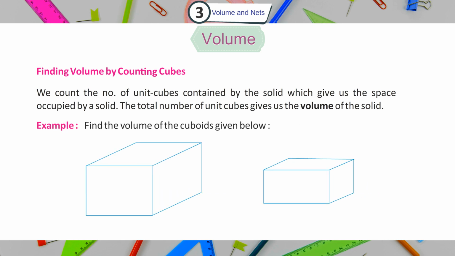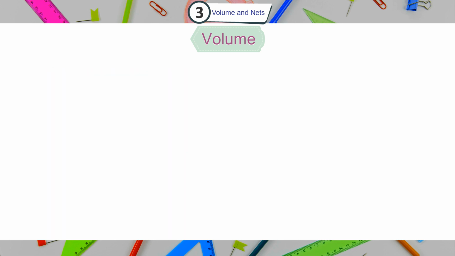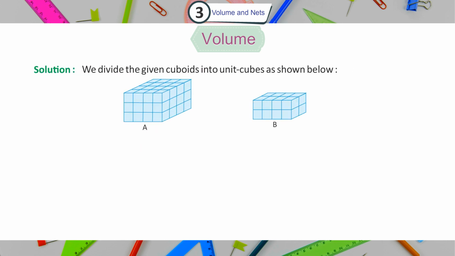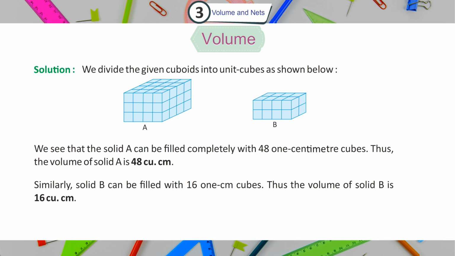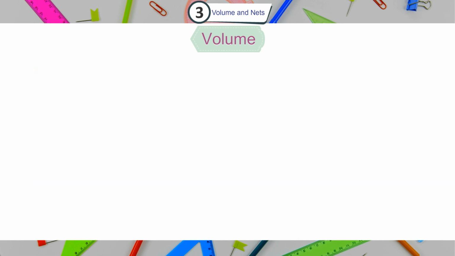Example: find the volume of the cuboids given below. Solution: we divide the given cuboids into unit cubes as shown below. We see that solid A can be filled completely with 48 one-centimeter cubes. Thus, the volume of solid A is 48 cubic centimeter. Similarly, solid B can be filled with 16 one-centimeter cubes. Thus, the volume of solid B is 16 cubic centimeter.